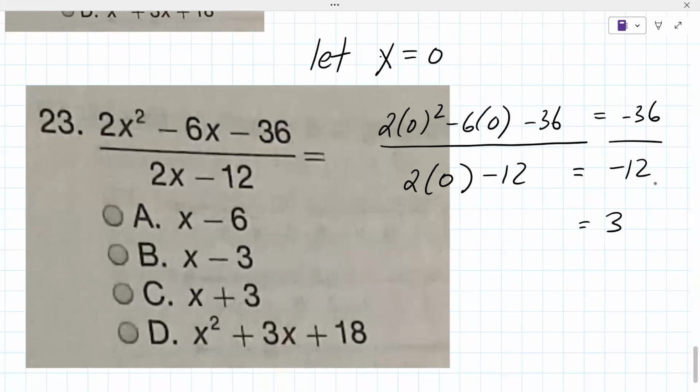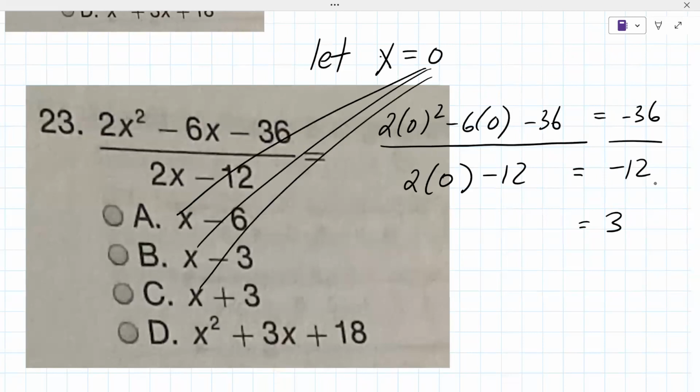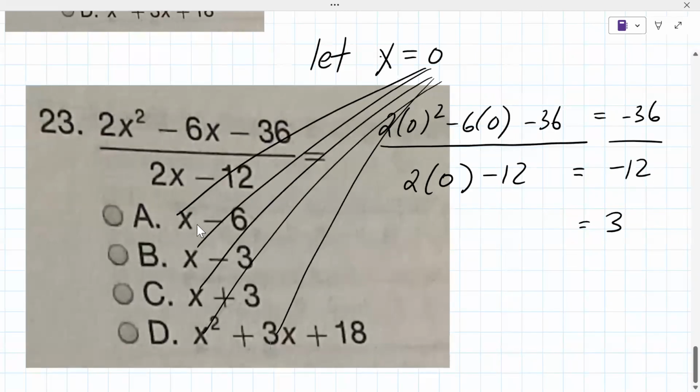Now, you still have to put 0 into each of these answers. When you put 0 into any of those answers, do you get 3? You already know the answer, but what is the first one? What is 0 minus 6? Well, it's minus 6. What is 0 minus 3? It's minus 3. What is 0 plus 3? Oh, it's 3. So that's a strategy. Try some of the answers. Try a number. Let's see if it works.